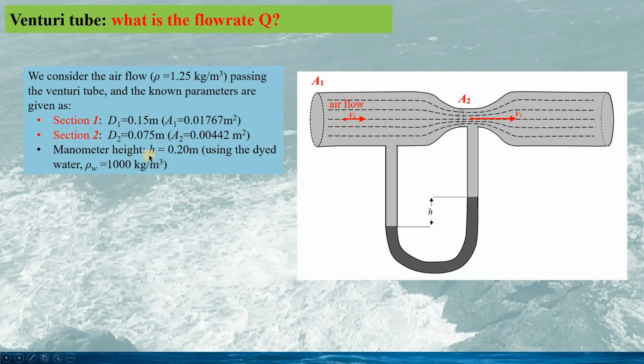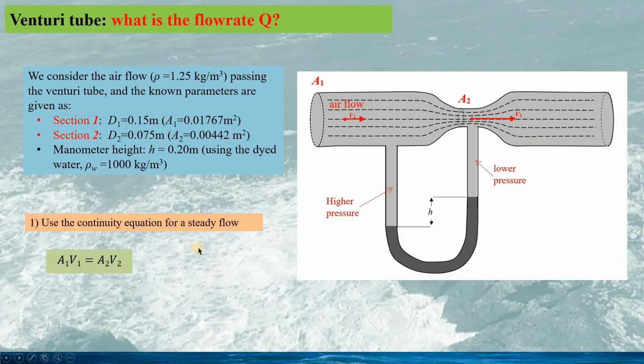Suppose we use a manometer to measure the pressure difference. The height is 0.2 meter. Here in the manometer, dyed water is used. Its density, rho W, is 1000 kg per meter cubed. In this plot, we can see high pressure in the manometer here and low pressure here. The difference between the high pressure and the low pressure makes the different heights of the dyed water, showing as this. To solve the problem, we first use the continuity equation for a steady flow.